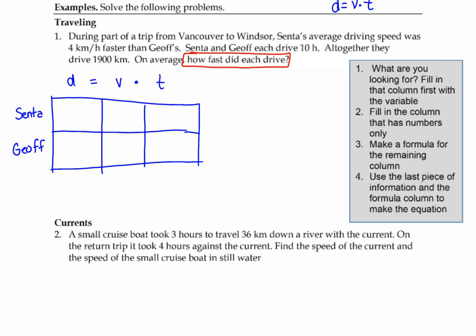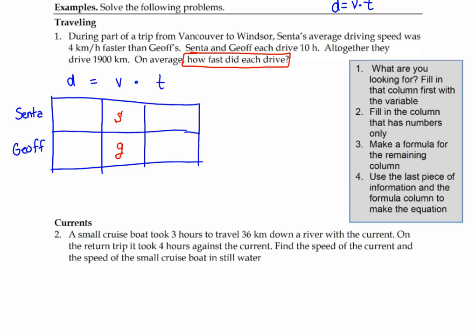So what we're looking for is the first thing we want to fill in with our variables. How fast did each drive? So what do you want to call it? Which column is speed under: distance, speed, or time? Speed. And Senta's speed we're going to call, what do you want to call that? S? Sure. And Jeff's we'll call G.